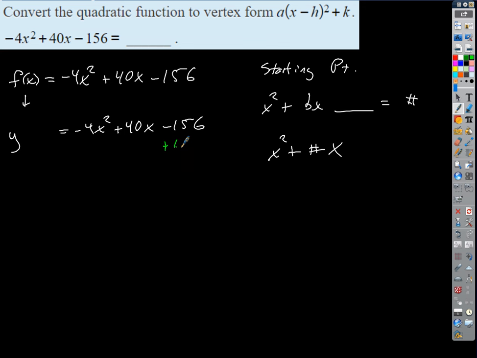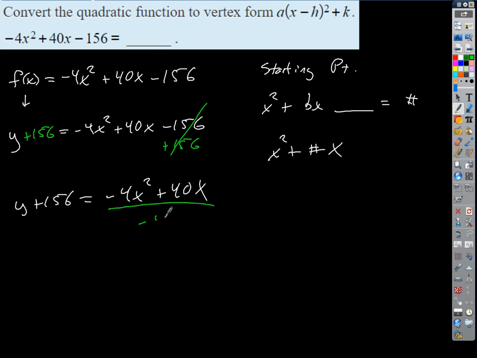We'll add 156. So those guys cancel, right? So then we've got y plus 156 equals negative 4x squared plus 40x. Now we'll just divide each side through by negative 4. Now the left side, don't panic. The left side looks pretty ugly. That's all right. Doesn't matter. You'll see why here in a little bit. What we're really trying to do is get the right side to look like it needs to.